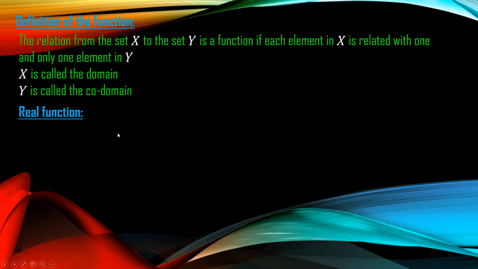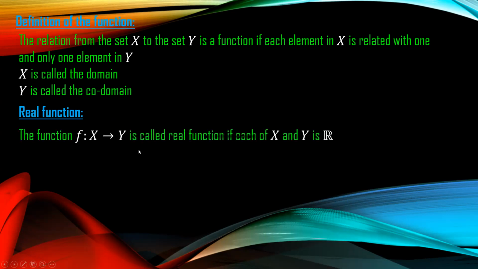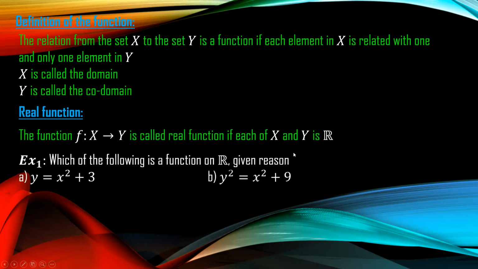But what is the meaning of a real function? The function f from X to Y is called a real function if each of X and Y is R. Number one: which of the following is a function on R? Give a reason. Letter A, y equals x power 2 plus 3. Letter B, y power 2 equals x power 2 plus 9.